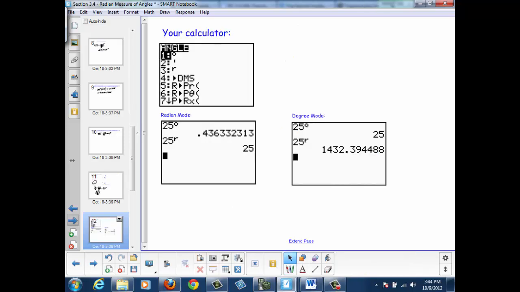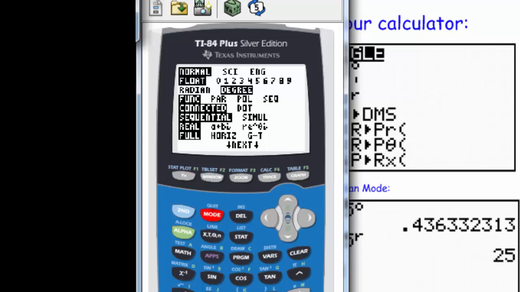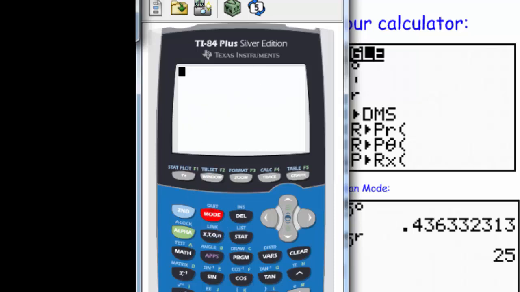Now our calculator can work with both radians and degrees as long as it knows which mode we're interested in. Currently, I'm in degree mode. So if I type in 25 degrees, I can get the degree sign in the angle menu, option 1. And it'll tell me that 25 degrees is 25 degrees.